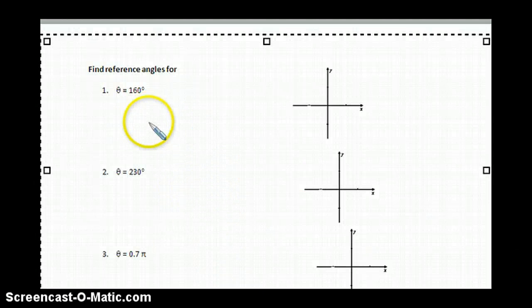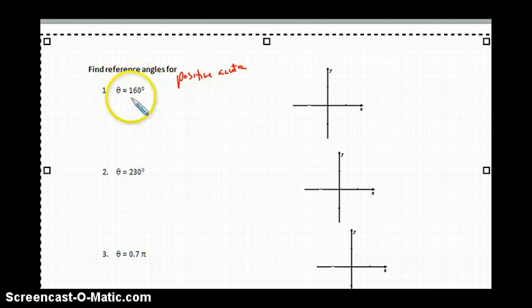Let's talk about actually finding reference angles now. If I asked you to find the reference angle for 160 degrees, remember that the definition says that it must be a positive acute angle. So what you really want to do is figure out which quadrant is 160 degrees in. So if you think about this, there's 0 degrees, 90, 180, and 360. So 160 degrees has to be in the second quadrant. So if I draw a 160 degree angle, it would be something like this. That would be this angle right here.